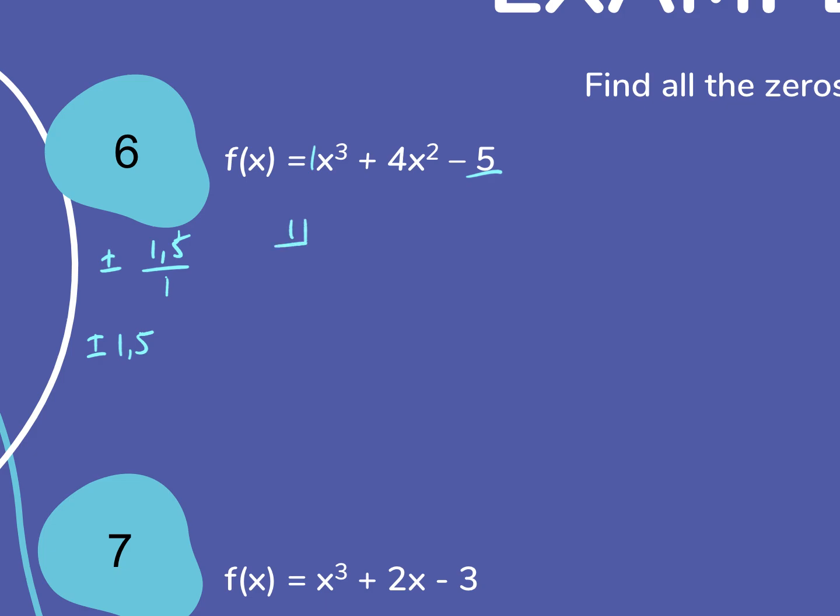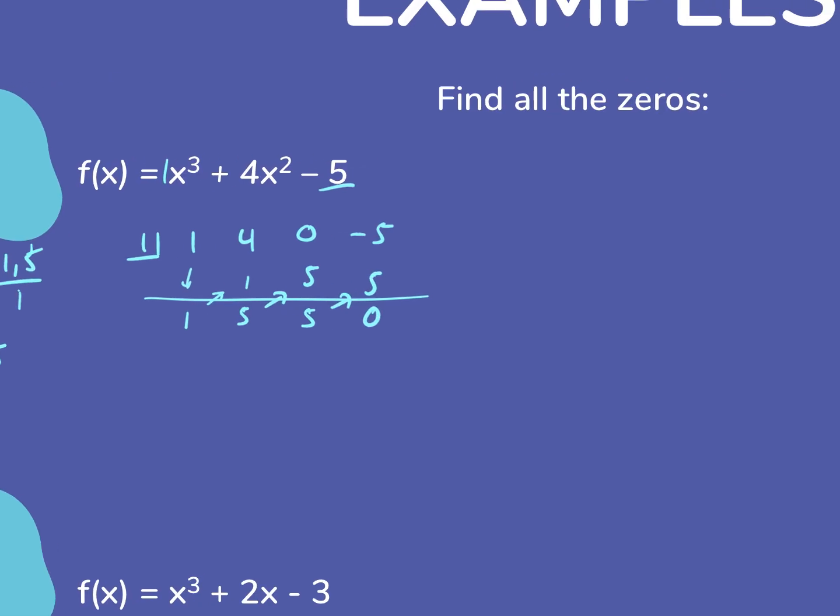Okay, so 1, and then I have a 1, a 4, and then keep in mind I need a spot for the x. So I'm going to have a 0 as the placeholder: a 1, 4, 0, and a -5. All right, so I'm going to bring down 1, and what goes up is going to be a 1. 4 plus 1 is 5, times 1 is 5, bring down a 5, and then this is going to go up to 5. And then we get a remainder of 0, right? So we actually got kind of lucky here, right? We got x equals 1 works, all right?